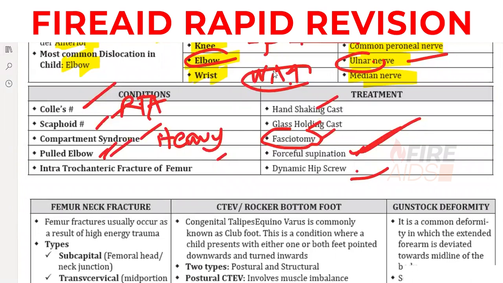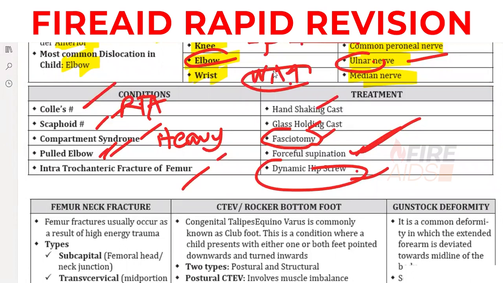Next is intertrochanteric fracture of femur. When they're talking about femur fracture, most probably they will talk about a fall, an elderly person, a woman or a man, having a fall, most probably at the age of around 60 to 70 years. So intertrochanteric fracture of femur means a dynamic hip screw will be needed to fix it.